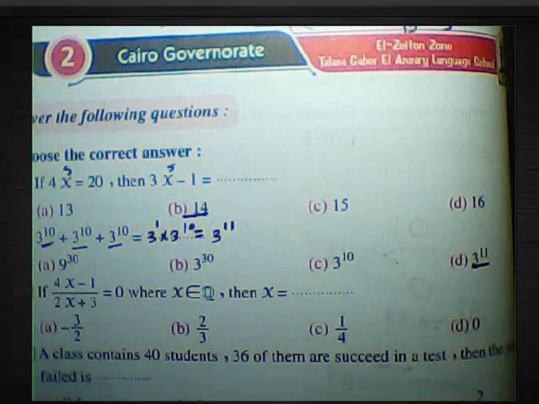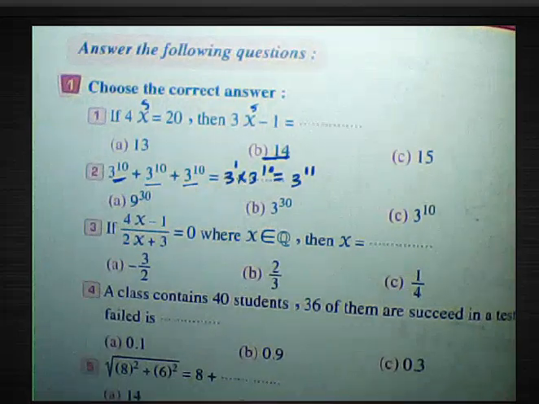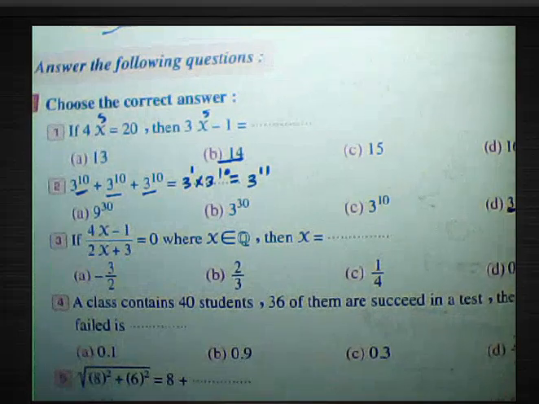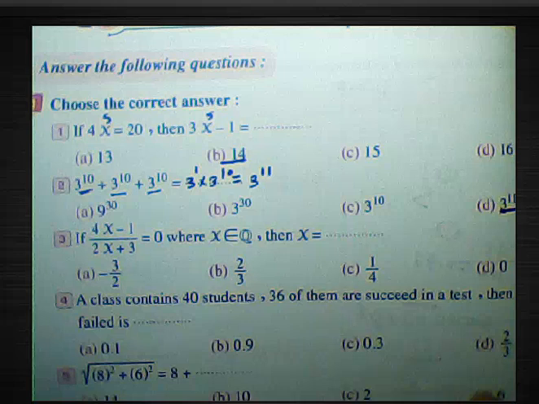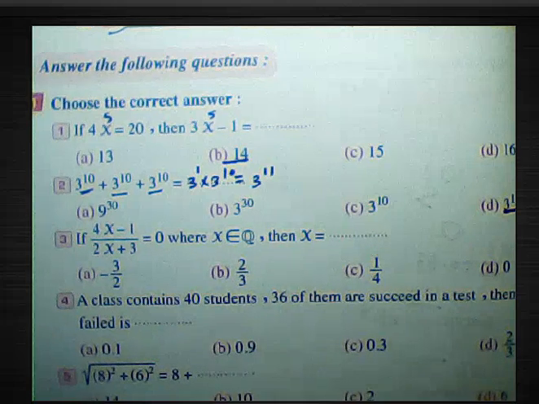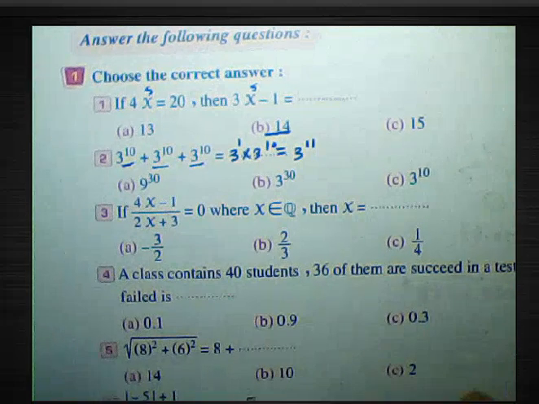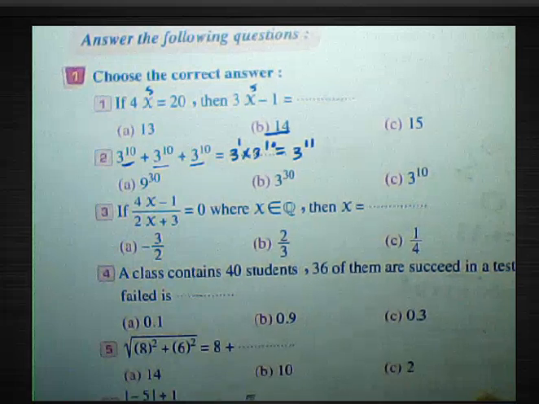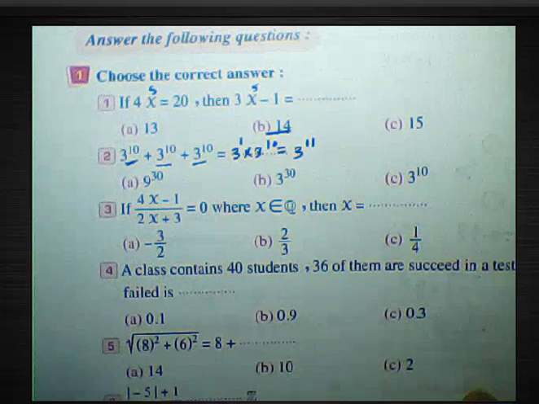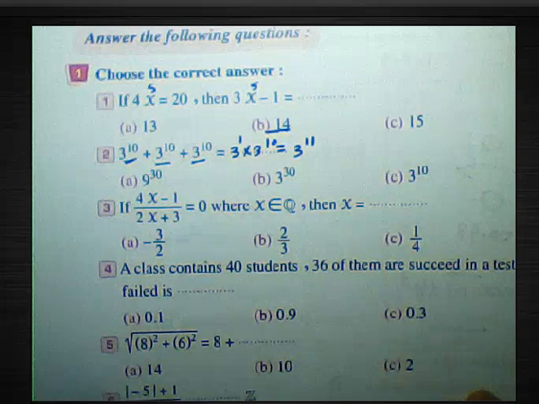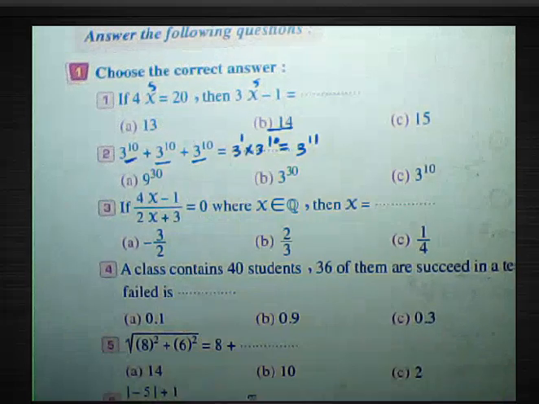Today we'll solve questions from the Moasser book, revision about algebra. Look with me at question number 1. Choose the correct answer. If 4x equals 20, then 3x minus 1 equals what?